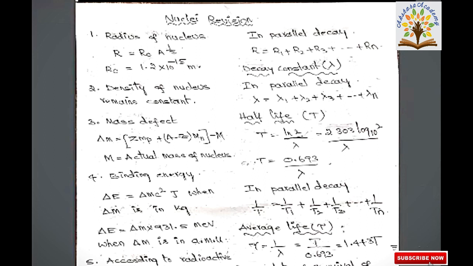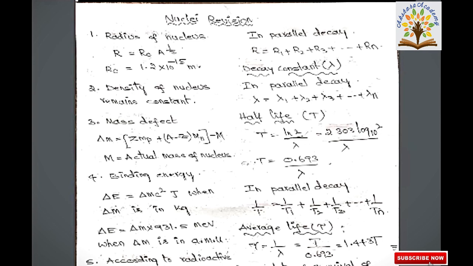The first one is the radius of the nucleus. It is given by R is equal to R naught A to the power of 1 by 3, where R naught is called the nuclear constant and its value is equal to 1.2 into 10 to the power of minus 15 meters, and A represents the mass number of the nucleus.